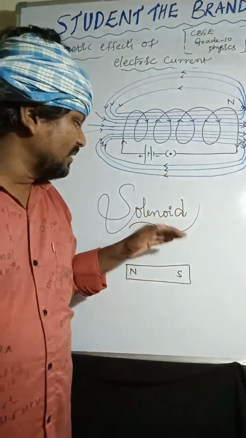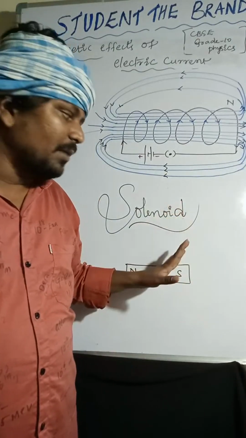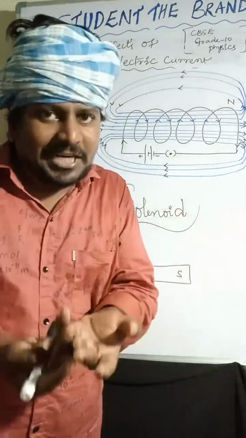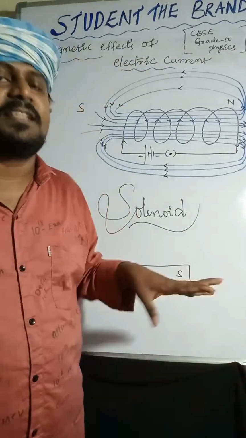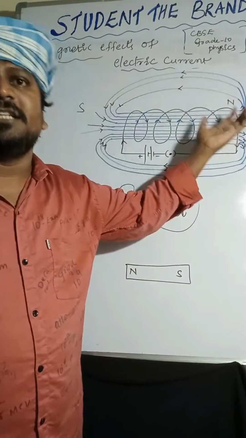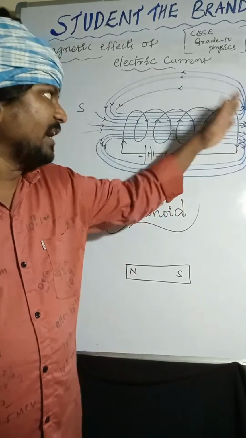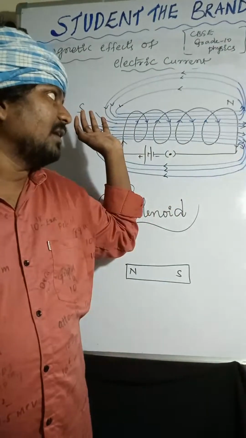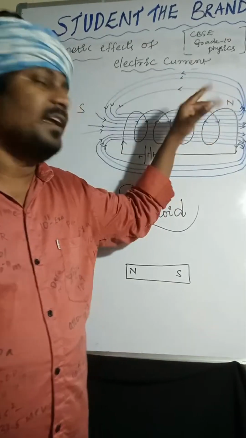And one more thing here: in the bar magnet, the magnetic field is fixed. We can't change the bar magnet magnetic field. Bar magnet poles are fixed. Here poles can be interchanged by interchanging the polarities of the battery. So in the solenoid, we can interchange the poles.